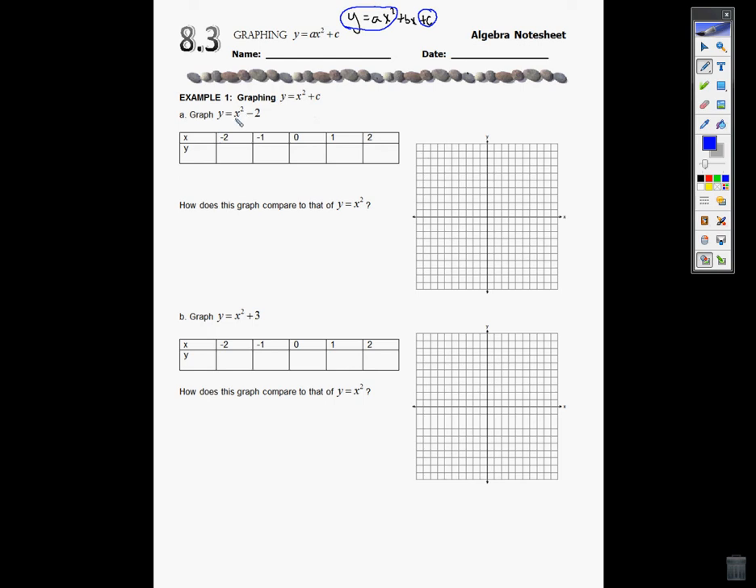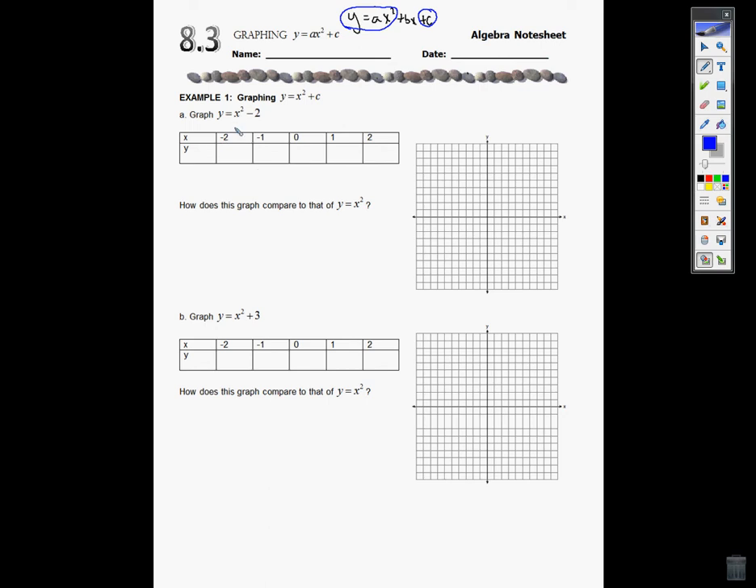Our first example gives us y equals x squared minus 2. If you recall, x squared is kind of like our base point, our parent function. It's a quadratic equation that has a point right here at 0, 0, and it goes up to the right, up to the left. What we're going to do is compare how this function looks different than y equals x squared, with minus 2 tacked onto the end of it. Let's go through our really basic idea here and make a table of values and see what we get.